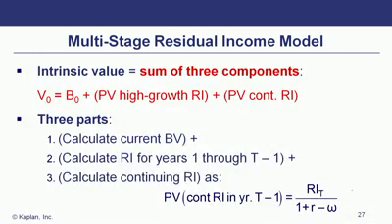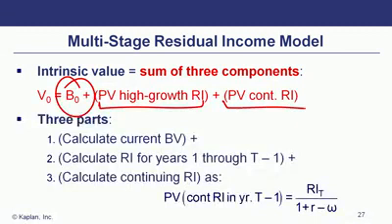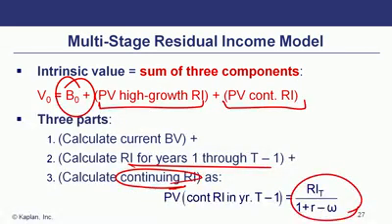So looking at the multi-stage residual income model, the intrinsic value is essentially the sum of 3 components. The first component, like we said, is book value, which is still dominating. Then we have the present value of the residual income in the high growth period and the present value of our continuing residual income. So first you calculate your book value, then your residual income for the high growth period, and then your continuing residual income. And how do we calculate that? We take our residual income divided by 1 plus r minus the persistence factor.